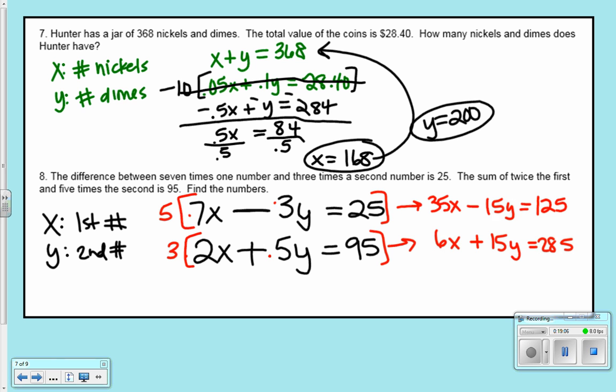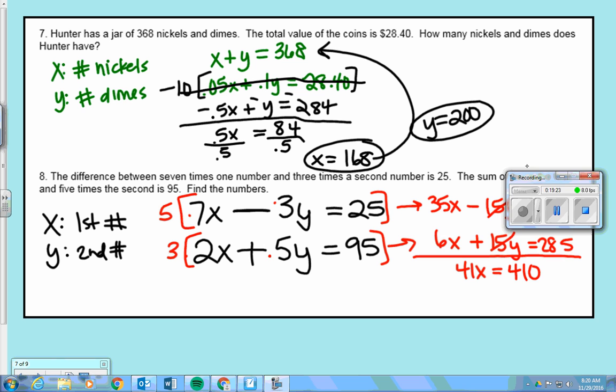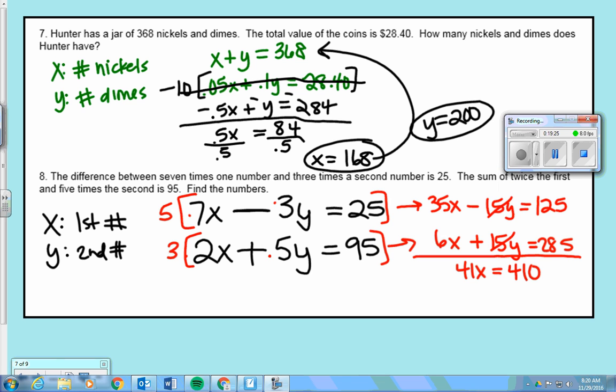So now I can add. My y's are going to cancel, but then I'm left with 41x equals 400? No, 410. That's good, because that's going to be easier to divide. So now that I have 410, move that out of the way, divide by 41, and I see that x is 10. Okay? Cool, cool.